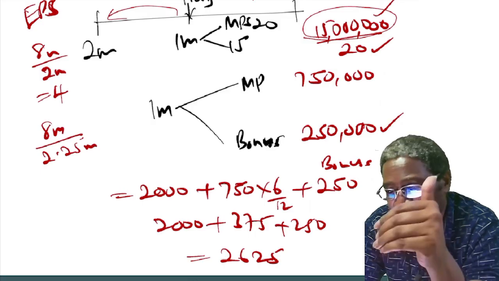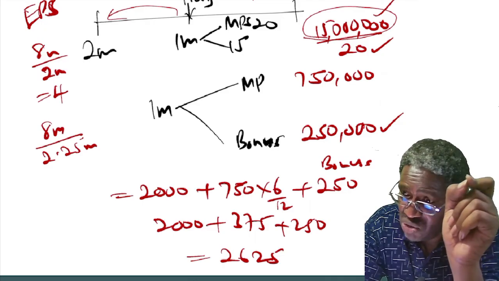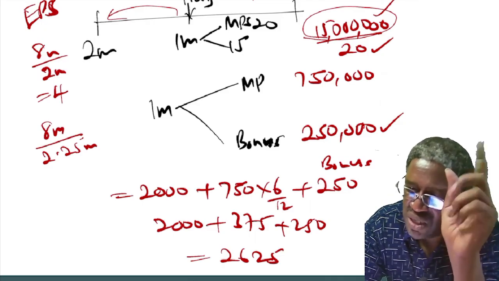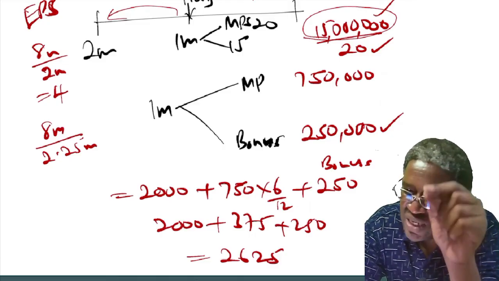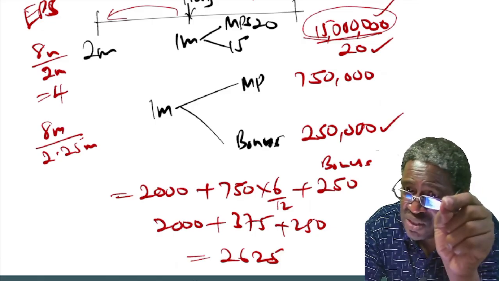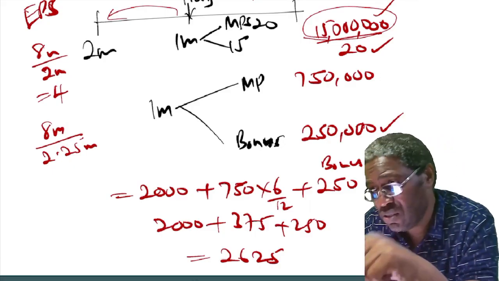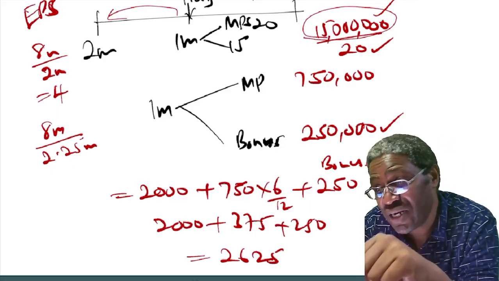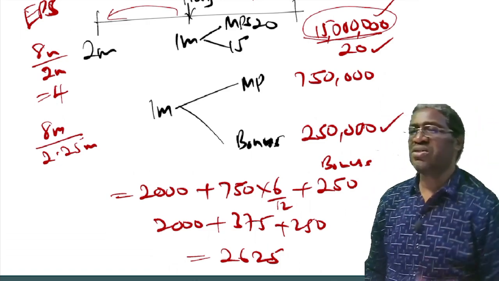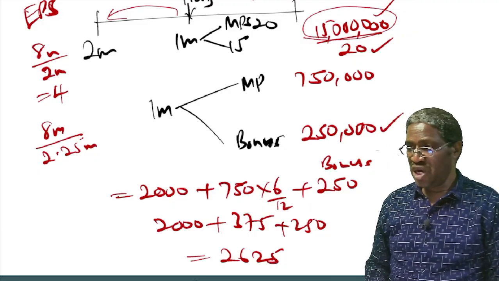Good. Then those issued as bonus, remember, they are assumed to be issued at the beginning, so the EPS of the previous year should also be restated. How? By dividing the earnings of the previous year by the number of shares in the previous year plus the bonus share element in the current year. Good. So I hope you are together now. We can move on.